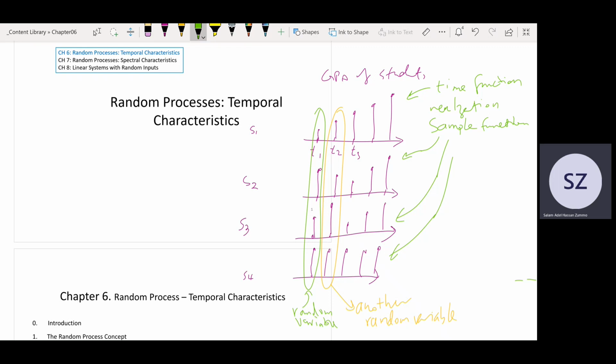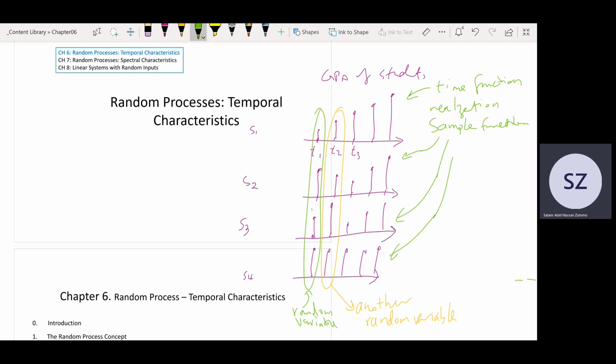The collection of all these time functions, all these sample functions, is called a random process. So simply, with a random variable, every time you run the experiment, the outcome of the experiment is mapped into a real number. So every time you run the experiment, you select the student, and you get a random value, a number. Here, every time you run the experiment, you get a time function.